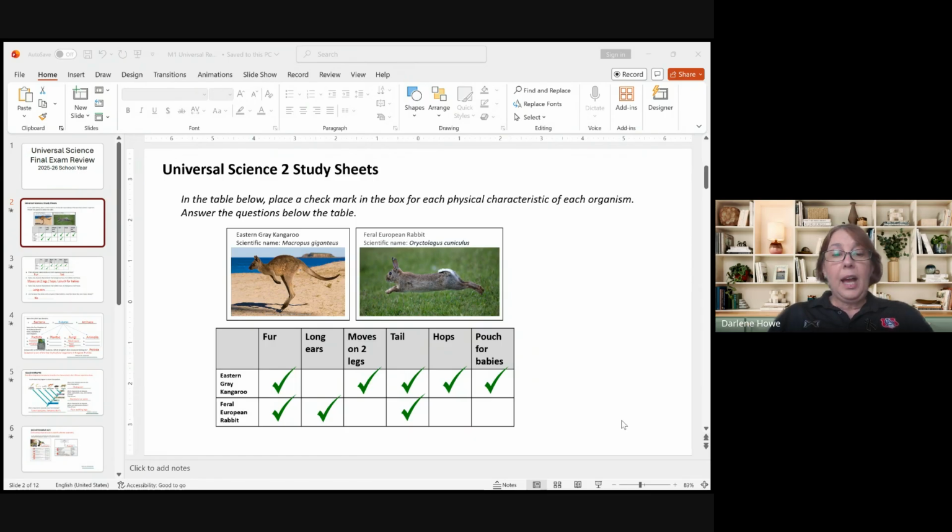Okay. Kangaroo moves on two legs. Yes, it does not run on all four legs. It only moves on two legs. The rabbit, no, the rabbit runs on all four.